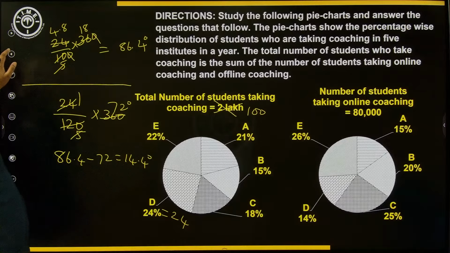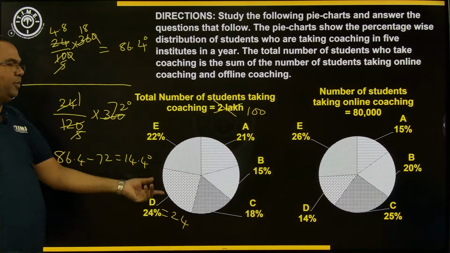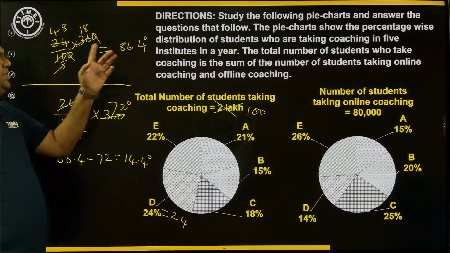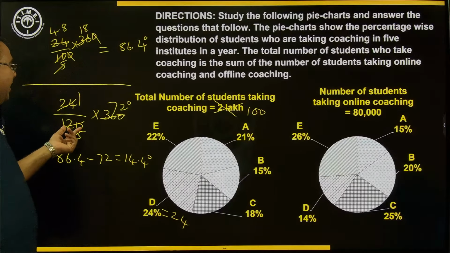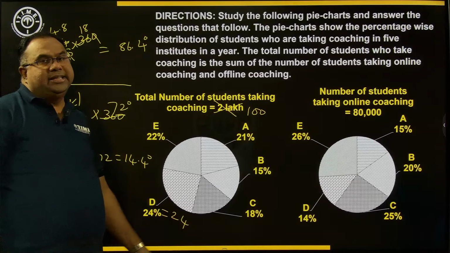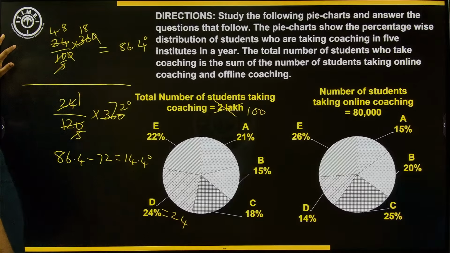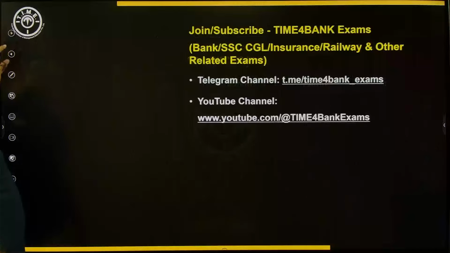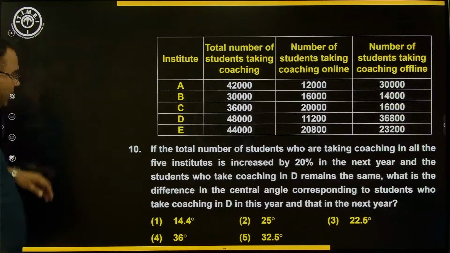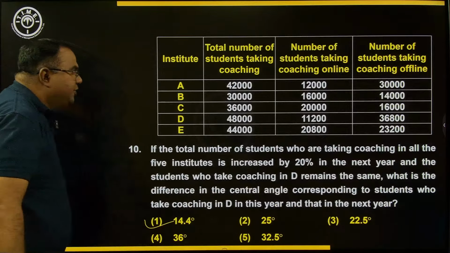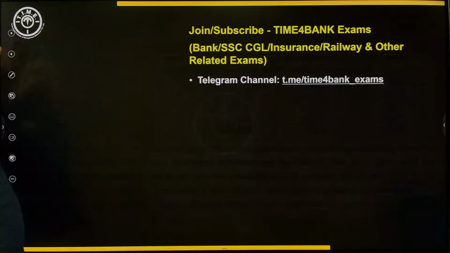Let's go back to the question. You got the point. Total 100, 24% will be 24. Convert into degrees, 86.4 degree. Total increase by 20%, 120. D value remaining same. So 24 by 120 is 1 by 5. So 72 degrees. Difference is 14.4 degree. Let me see here. 10th question. 14.4 degree is present in choice 1. Right.